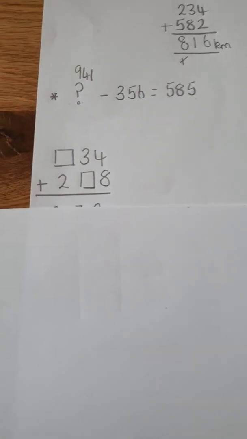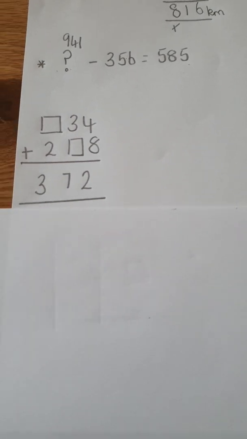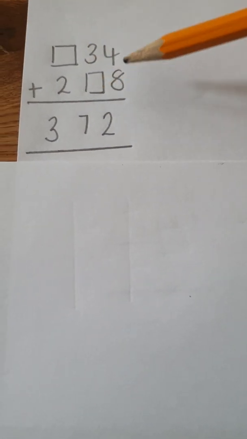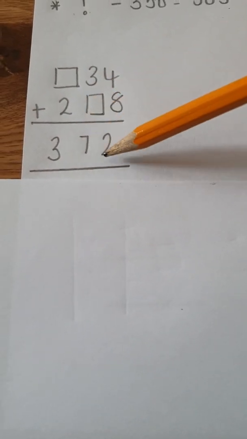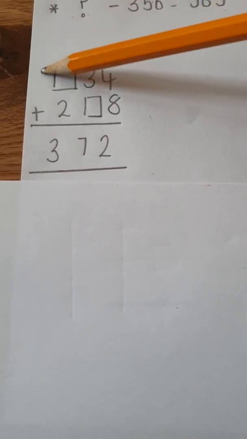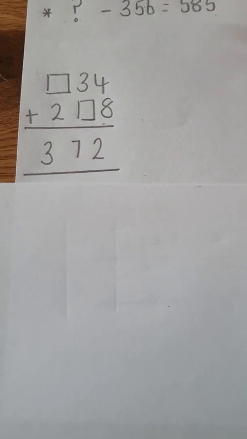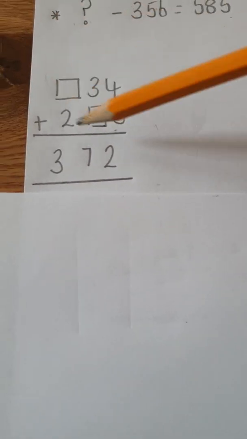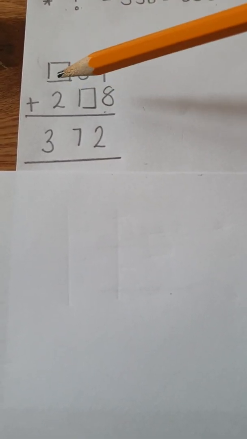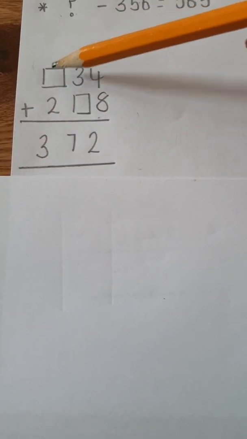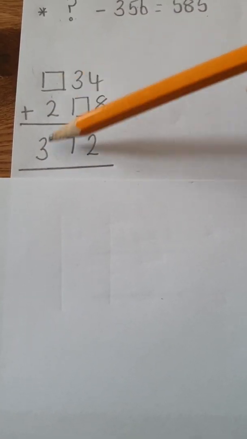Right, let's have a look at some more missing numbers. So in this question, we've actually been given the answer, okay? But we've got missing numbers. So what you could do, and this is a mistake that most people might make, is they might look and think, oh, well, I know that's a 1, because 1 add 2 is 3.